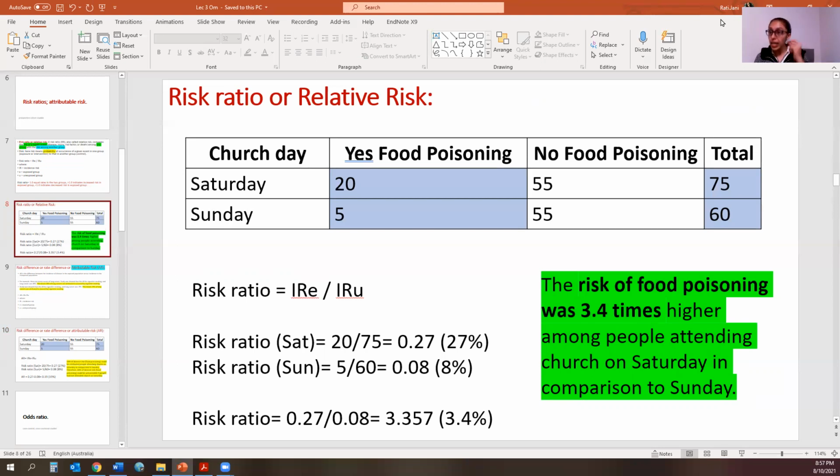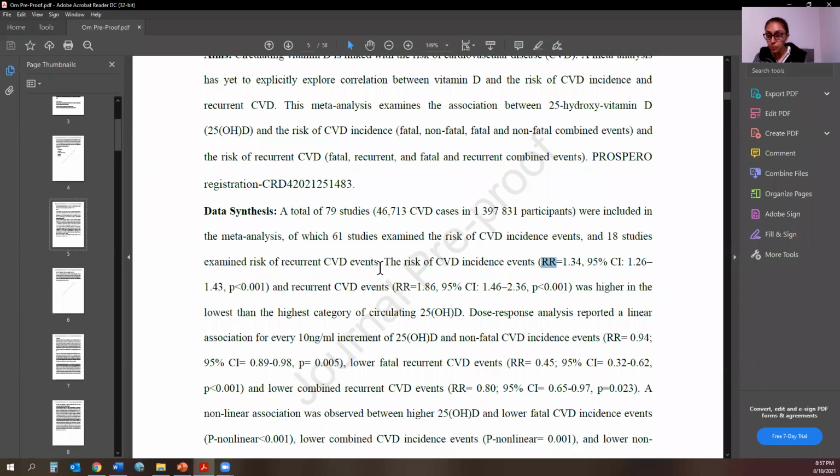Why am I saying this is the lingo used with risk ratio? Because if you look at this paper, guys, for instance, the risk of CVD incidence event, the risk ratio is 1.34, goes higher in the lowest category of vitamin D versus the highest category of vitamin D. What does this mean? It means that the risk of having cardiovascular diseases was 1.34 times higher if people were deficient in vitamin D versus if people were sufficient in vitamin D.